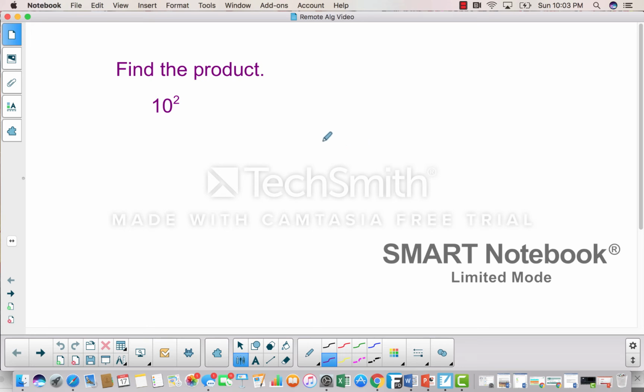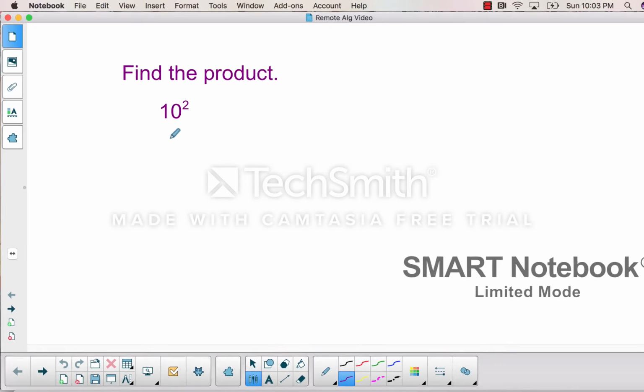Alright, so we're going to talk about a couple special rules that we can use with polynomials, in particular when we multiply them. So we're finding the product here. I'm taking you back to this because it connects to what we're going to do with the polynomials. So if you find the product of this, go back to maybe 5th or 6th grade when you first probably had your exposure to exponents.